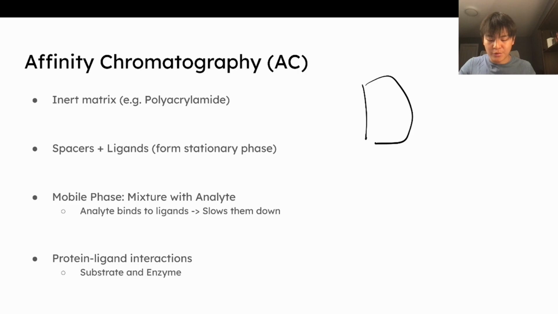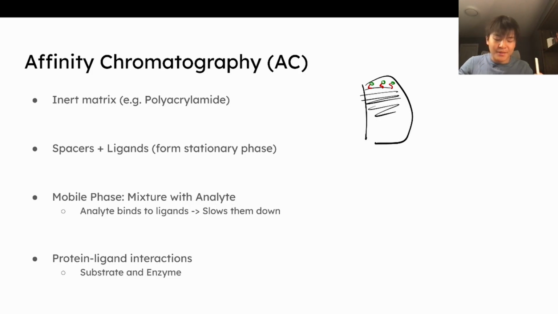And what spacers will do is they'll bind to, let's say, the polyacrylamide, right? Let's say we have polyacrylamide. These spacers will bind onto it. And also these spacers will bind onto some ligand, all right? This ligand can be anything we really want, so long as it's pretty small. And then our mobile phase, remember, like the water that we're pushing the little guys through, is any mixture with analytes, which are just any proteins, right?